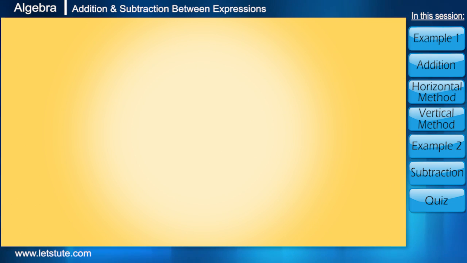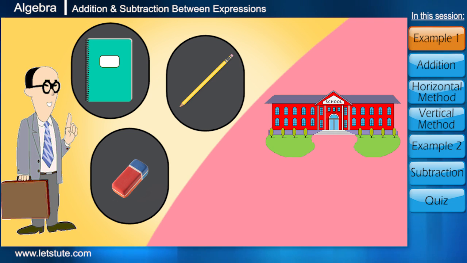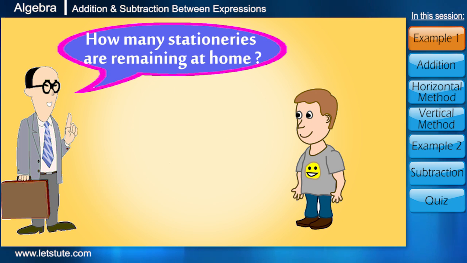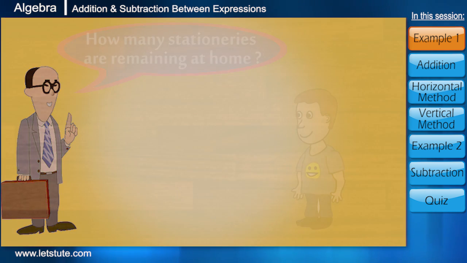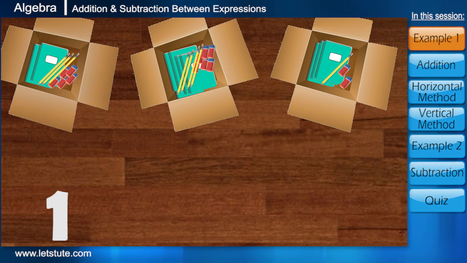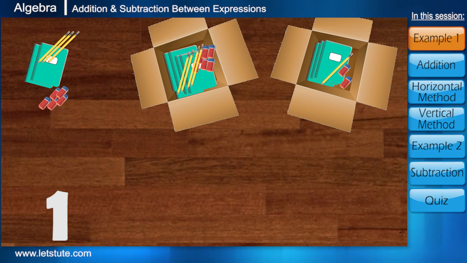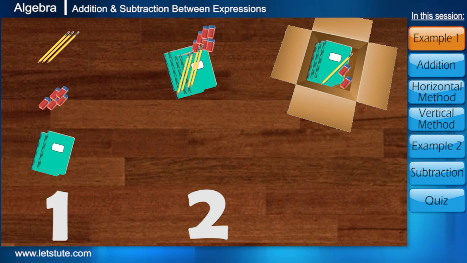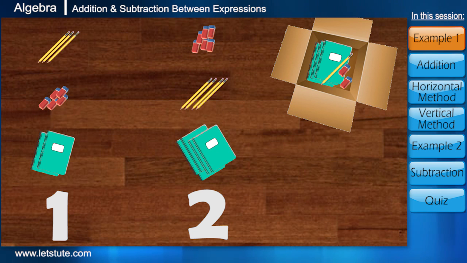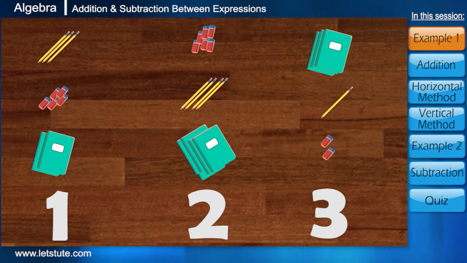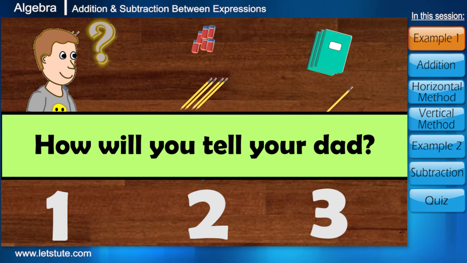Suppose every month your dad donates some stationery to a school for poor children. One day he calls you to ask how many are remaining at home so that he could bring some more to distribute. You went to see and you saw 3 boxes. In the first box you found 3 pencils, 5 erasers, 2 notebooks. In the second you saw 6 erasers, 4 pencils and 5 notebooks. 3 notebooks, 1 pencil and 2 erasers in the third box. So how will you tell your dad?